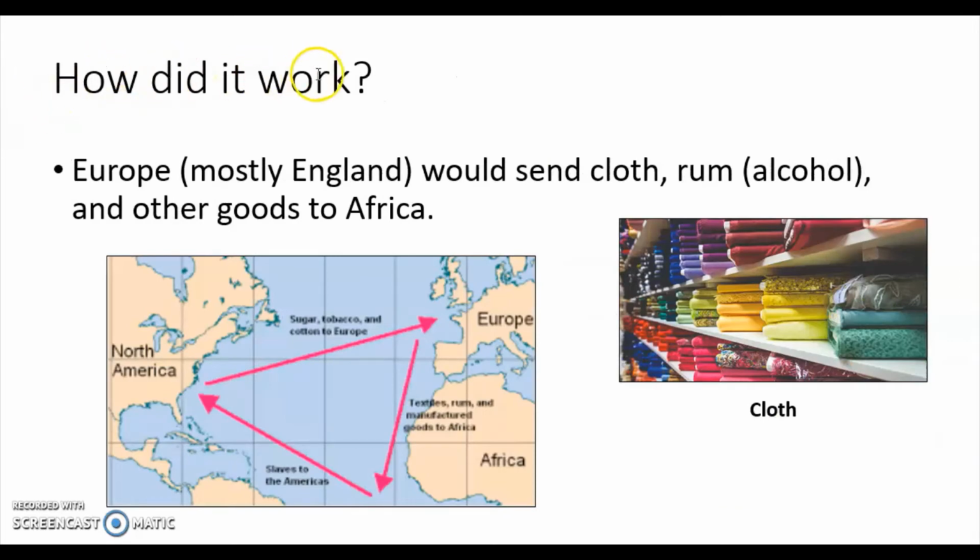How did it work? Europe, mostly England, would send cloth. This is cloth. You make clothes out of it. Europe, mostly England, would send cloth, rum, which is alcohol that people drink, and other goods to Africa. So England is actually here. It's kind of like an island, but anyway, it is part of Europe, and it would go to Africa, and it would send them this cloth, rum, and other things. Okay, so that's the first part of it.